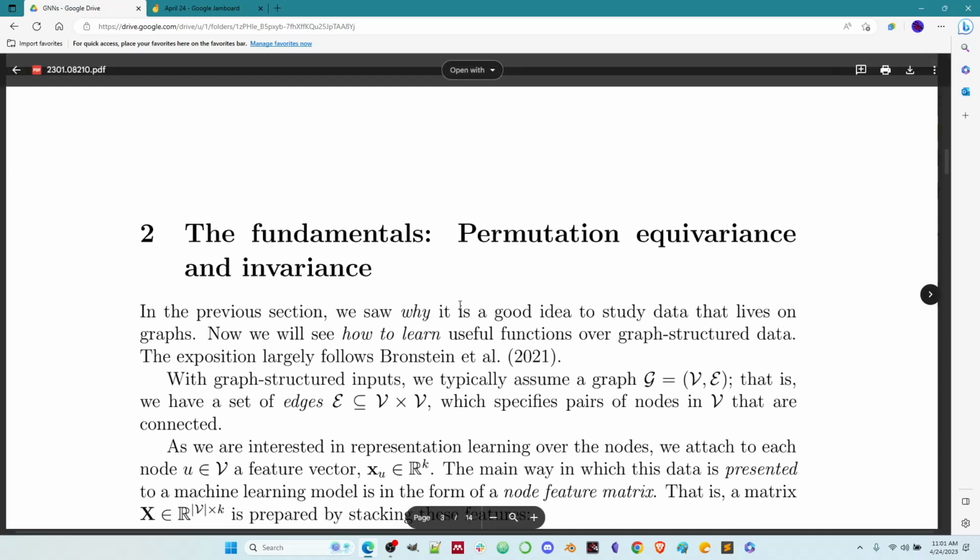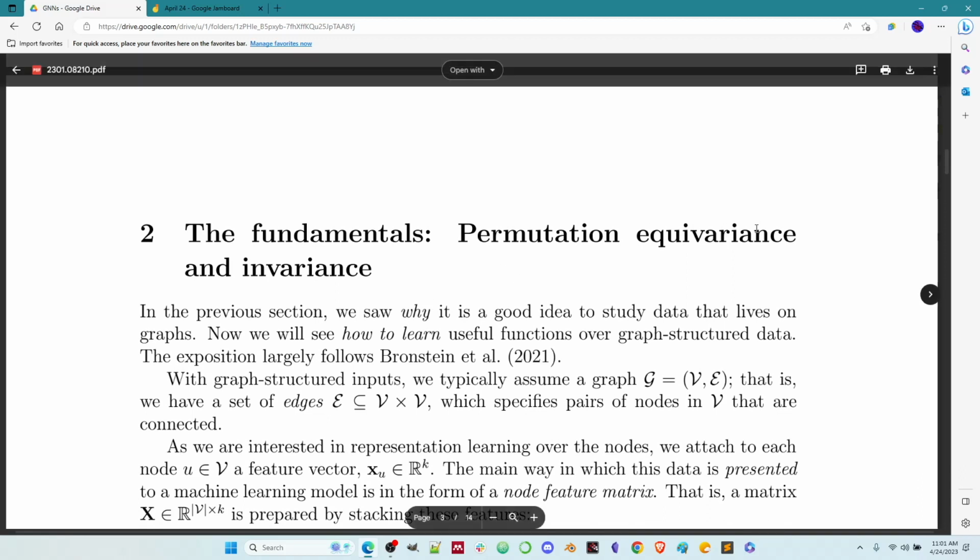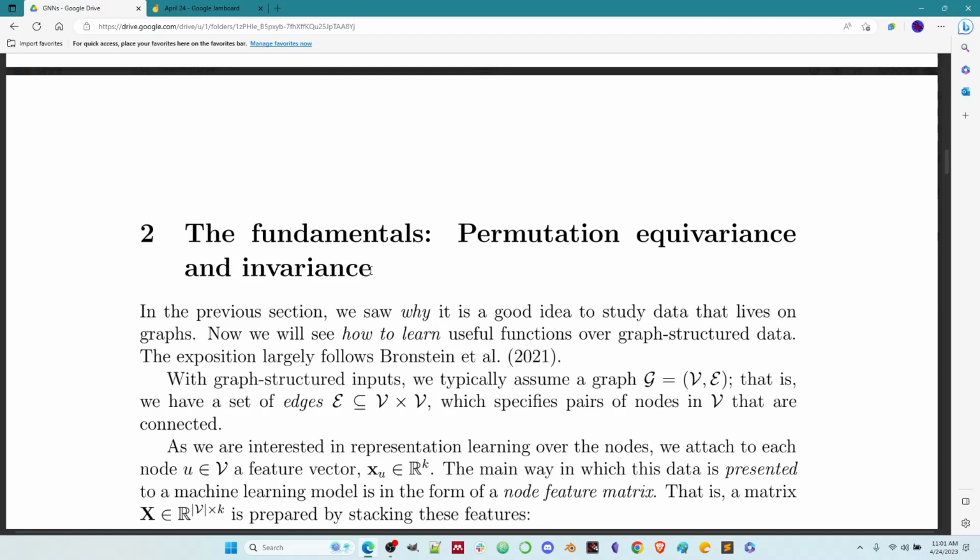So there's some fundamentals. You have to understand a lot of math. You have to understand permutation, equivariance, and invariance. So when we have graphs, when we have all those nodes and they're interconnected, we have to know that you can put them together in different ways and still get the same answer. A problem can be solved with a number of different graphs. There's no way to say that one graph is better than the other.